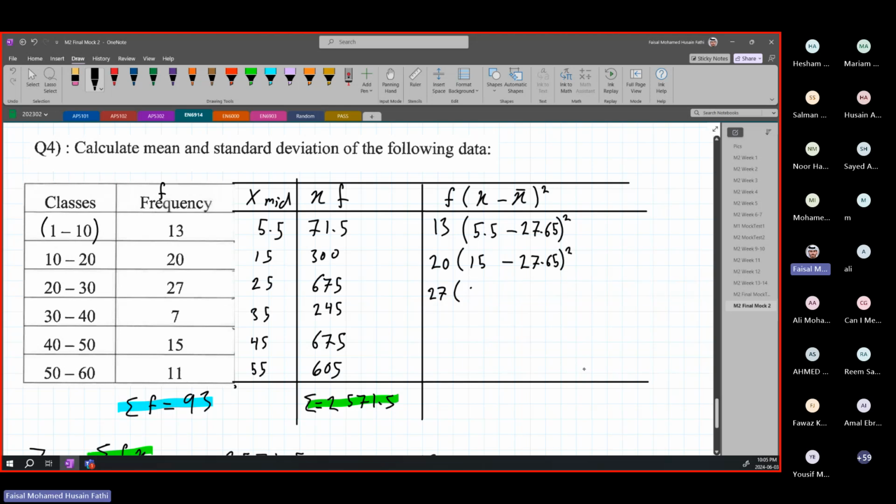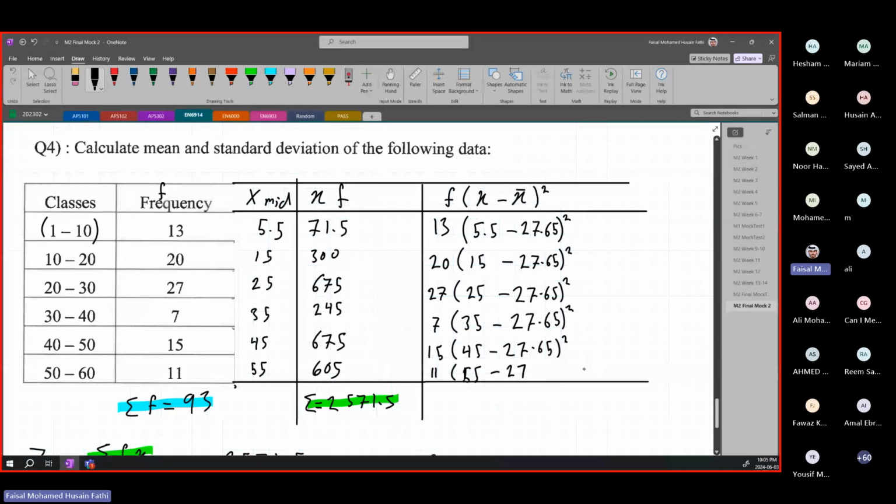What's our x value? 25 minus 27.65 squared. Next one, the frequency is 7 into 35 minus our midpoint squared. Next one, 15 into 45 minus 27.65 squared. Last one, 11 into 55 minus 27.65 squared. Again, where did I get all these values?